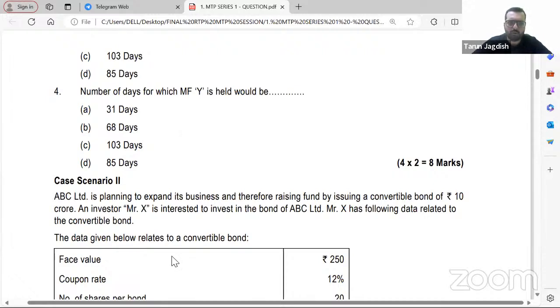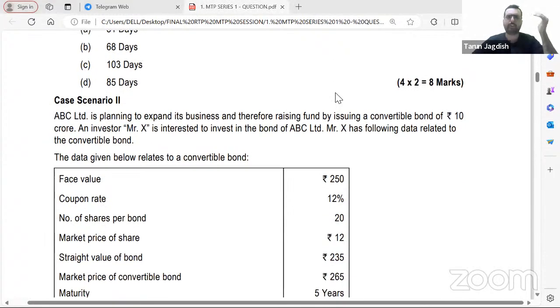Did you now understand how easily you can do MCQs? If you know the concept, MCQs are very, very easy, friends. Okay. Fine. Can I go to the next question now?